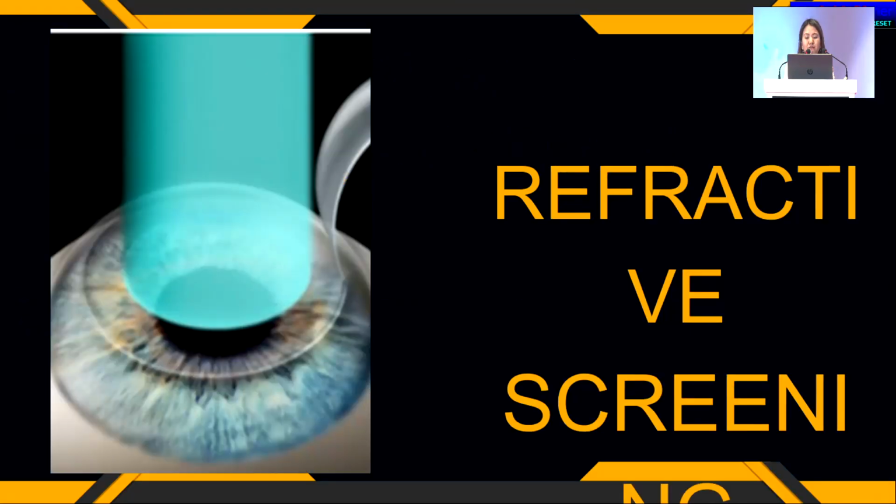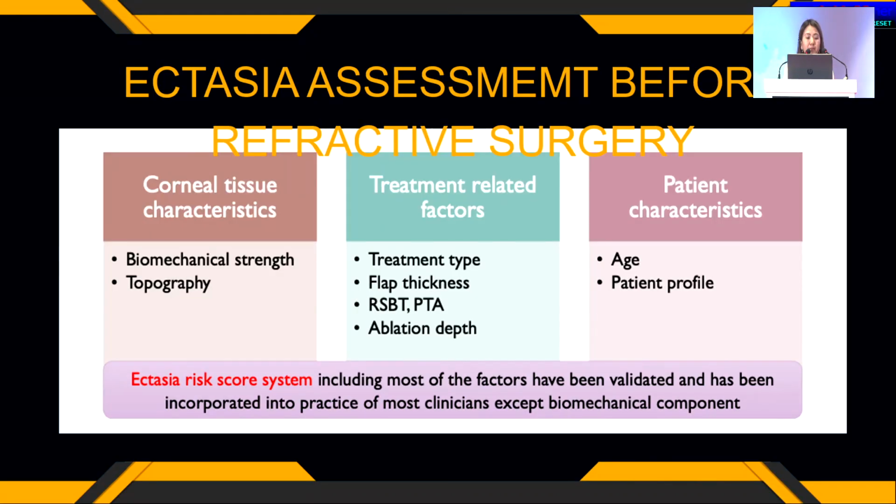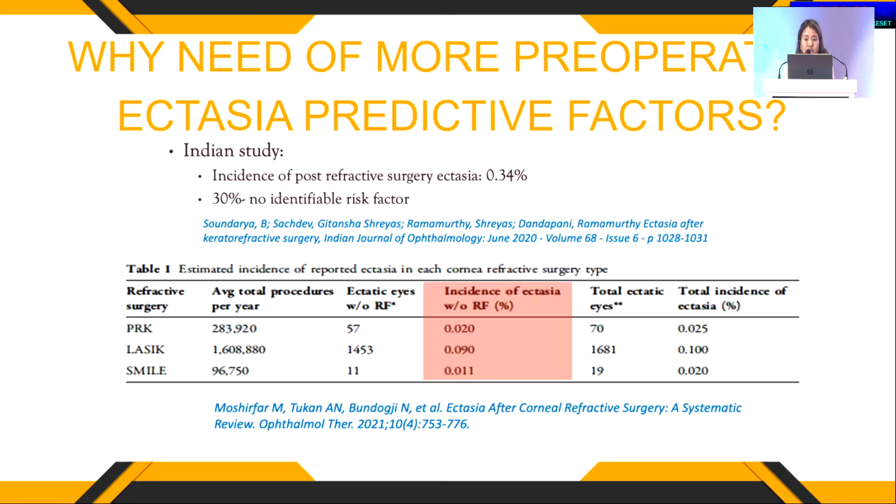So coming to the refractive screening part, I think I have just a little time. The ectasia risk score system should take into account the biomechanical strength and the topography, along with other parameters, that is, the treatment related factors like thickness of the flap, the residual bed thickness, and the patient's age. So the question is, why do we need the biomechanics in the first place?